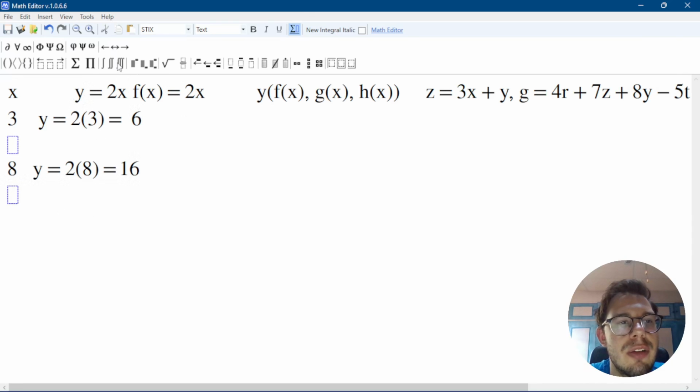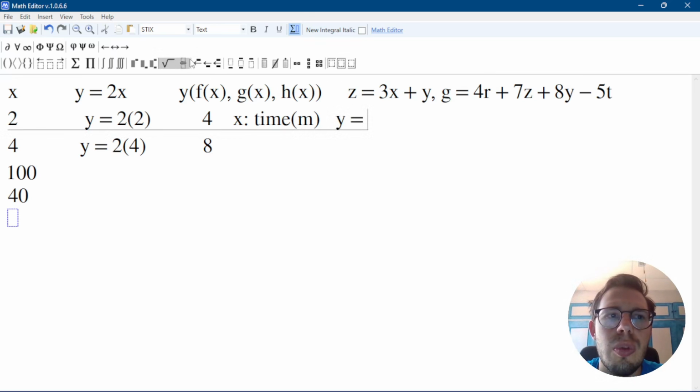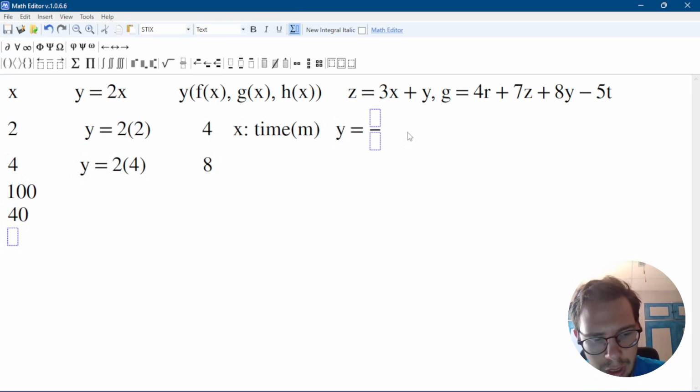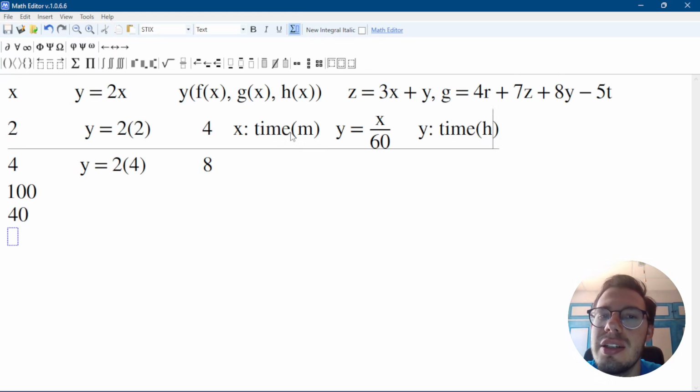I don't want you to think about functions as just two variables like x and y. I want you to think about what they represent. Like, let's say x is time in minutes. Then we can say that y is equal to x divided by 60. Then y is also time, but in hours. So if you give me an x in minutes, let's say 120, I can give you y, the time in hours. So that's just the ratio between time in minutes and time in hours.